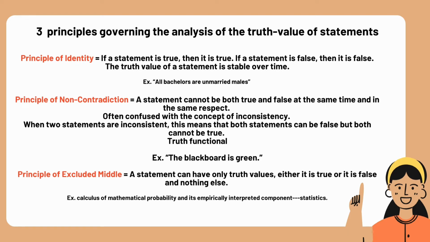Next, principle of non-contradiction. A statement cannot be both true and false at the same time and in the same respect, often confused with the concept of inconsistency. When two statements are inconsistent, this means that both statements can be false but both cannot be true. Example, the blackboard is green. Kunwari, may knowledge claim na the blackboard is green. Yung contradictory knowledge claim nun is the blackboard is not green.